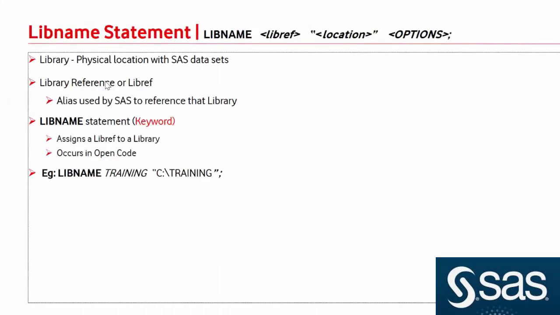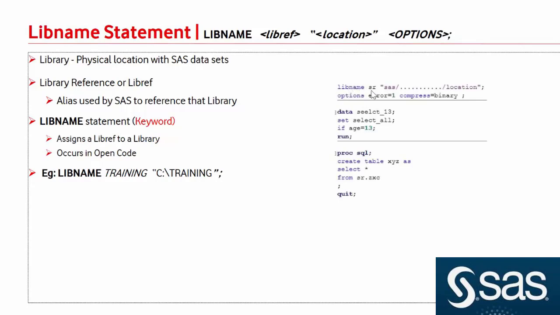Libname statement. A library is a physical location where we can store datasets, and libref is the proxy alias used to refer to the library any time in the code. Libname is the default keyword used to assign the libref to a library. In this snippet, SR is the libref and the path in the quotation is the path of the folder. We can see in the proc step we are referring to dataset ZXC stored in the folder with library reference SR.